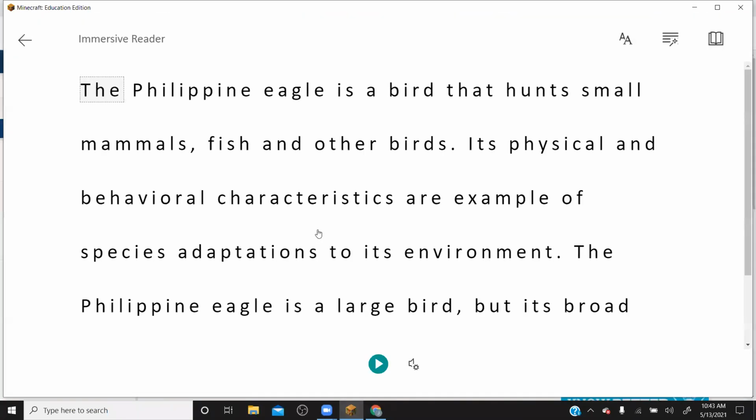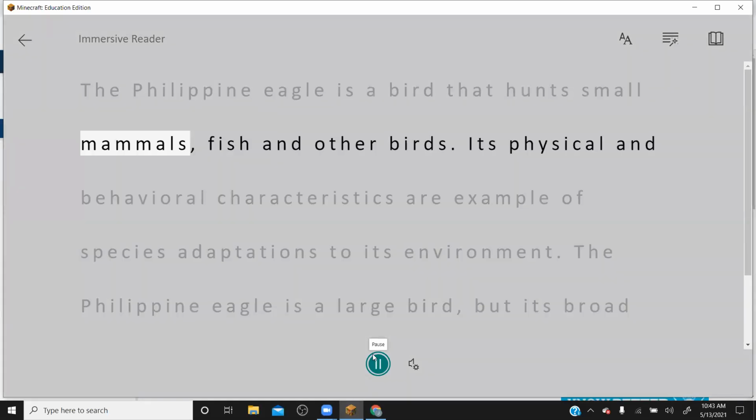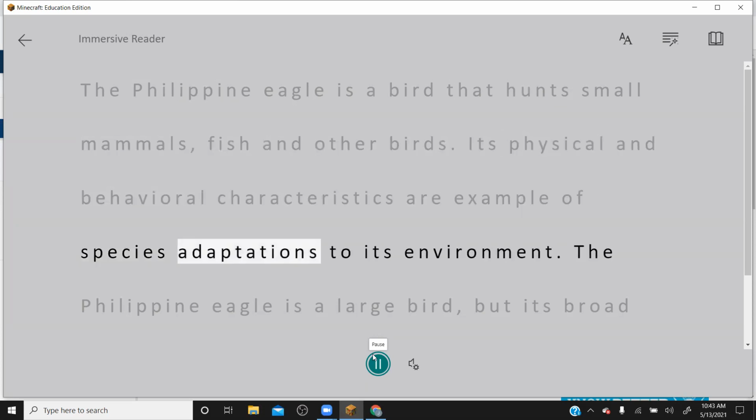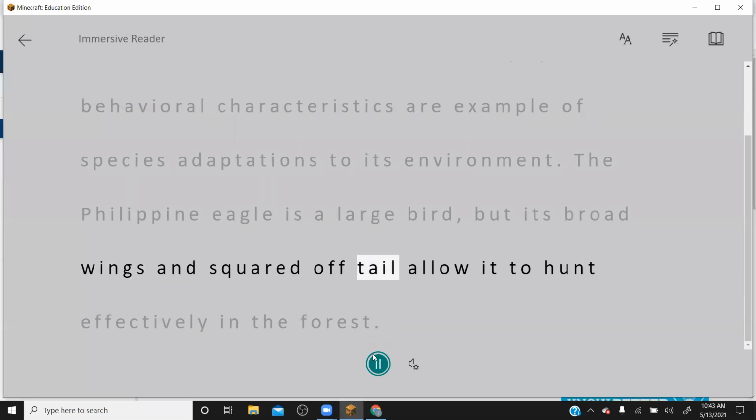Forest. Awesome. The Philippine eagle is a bird that hunts small mammals, fish, and other birds. Its physical and behavioral characteristics are examples of species adaptations to its environment. The Philippine eagle is a large bird, but its broad wings and squared-off tail allow it to hunt effectively in the forest.